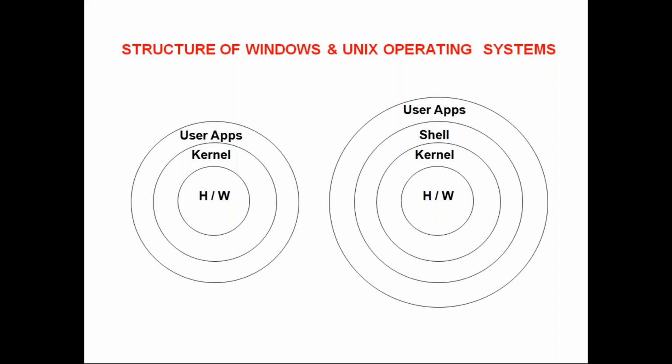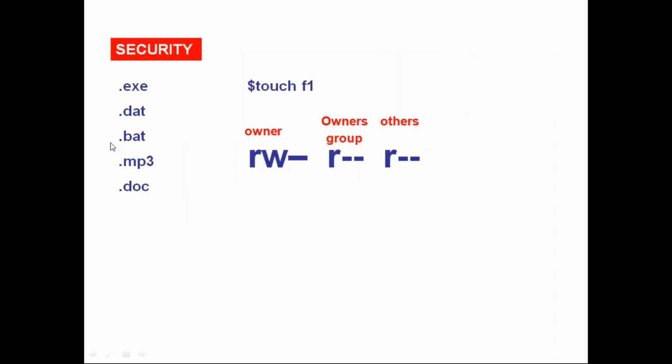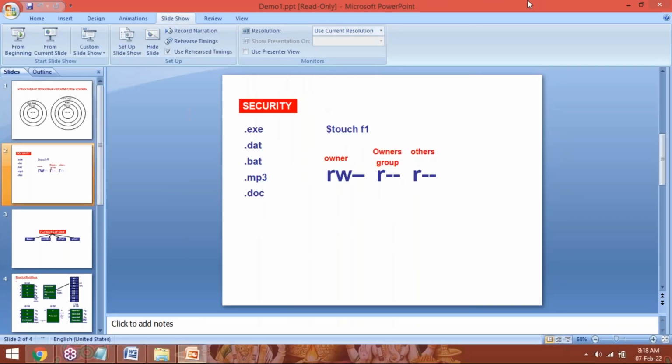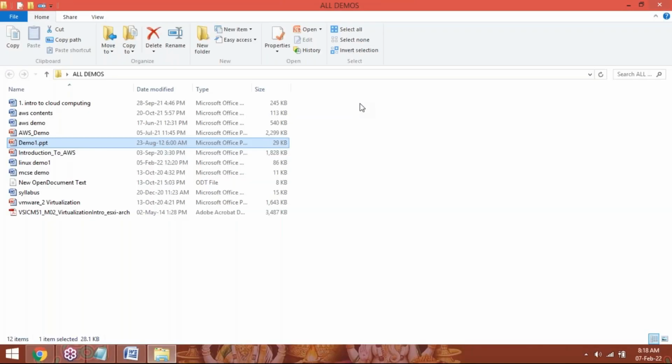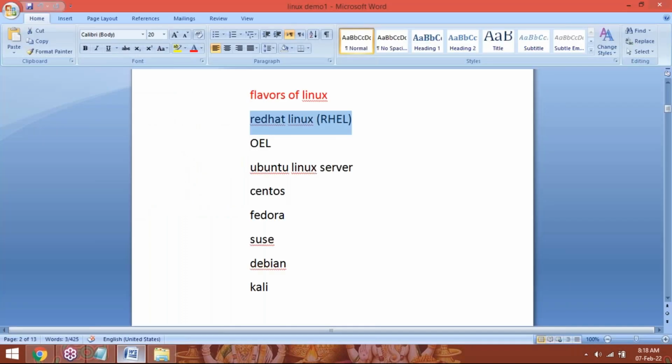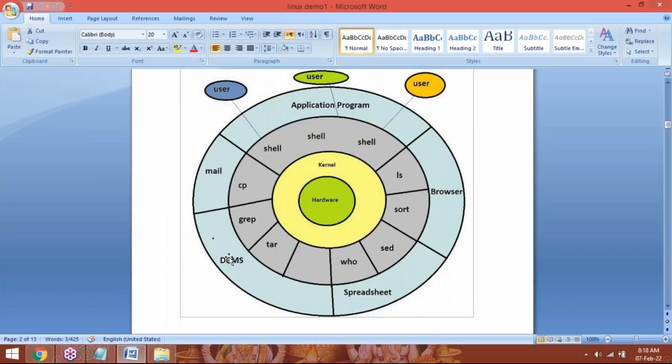But in Windows, whatever the user tells, the kernel will do. Because the Windows operating system identifies files with extension names like .exe, .dat, .bat, .mp3. But there are no extension file names in Linux. Linux will not support extension file names. But how does the Linux operating system identify the files?